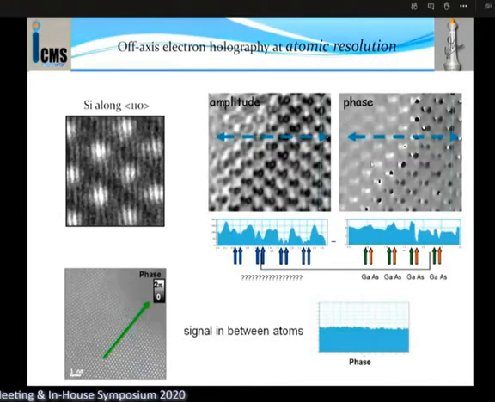So what does it mean actually? You have amplitude and phase information from the atomic and the subatomic length scale. That not only helps to identify and count the atoms from the individual dots, but also you have information from in between the columns. And the in-between column information is very, very important because you have electrons residing there and you have a lot of chemistry going on there.